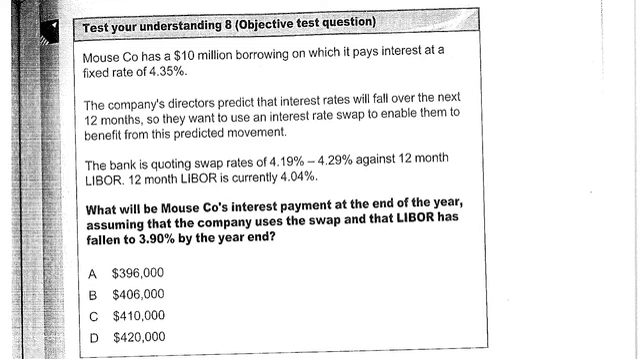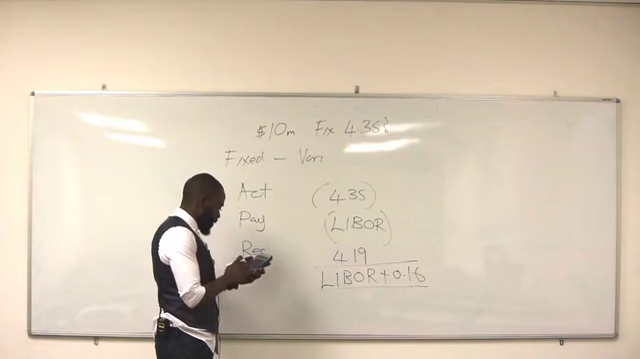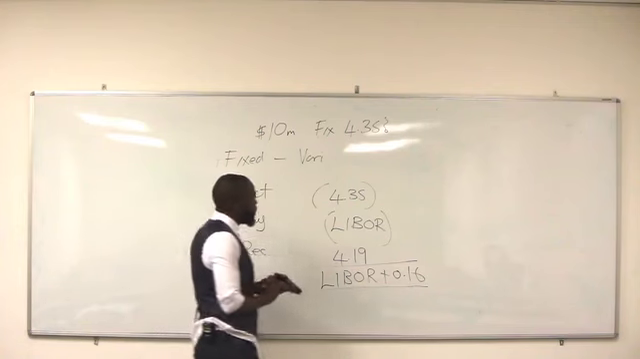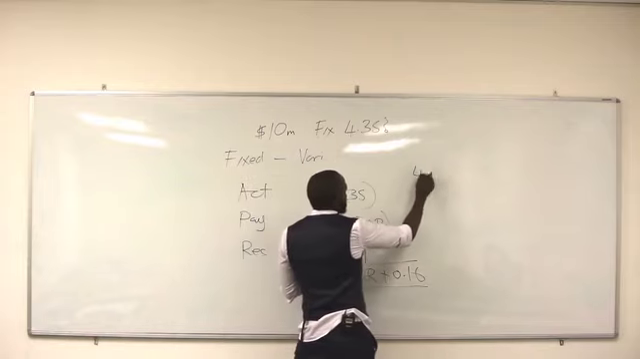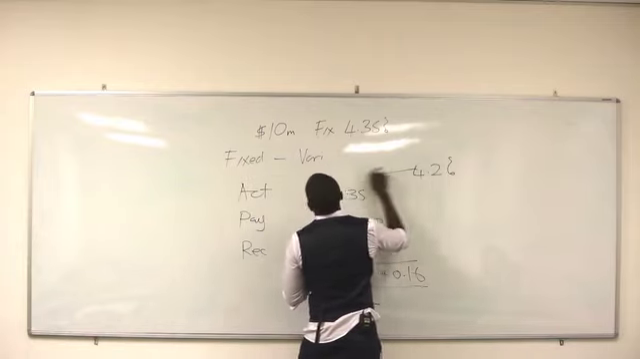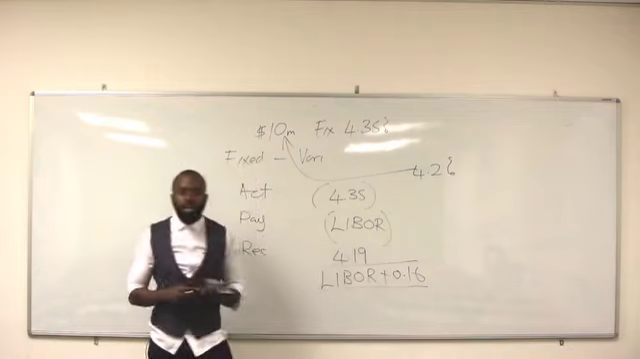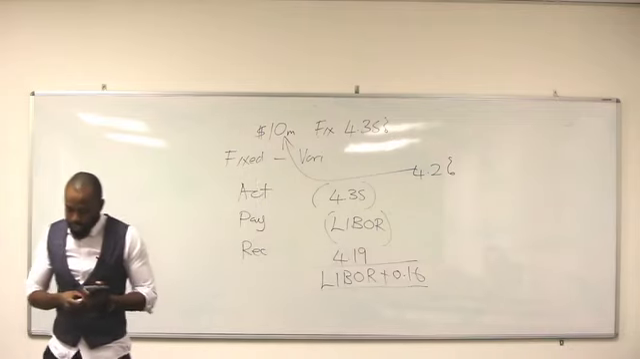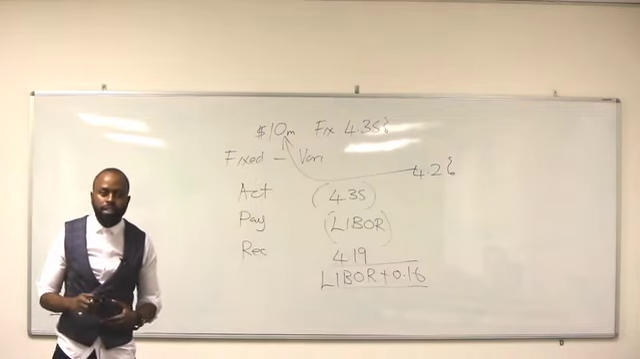And it asks, what will be Mouse company's interest payment at the end of the year, assuming that the company uses the swap and LIBOR has fallen to 3.9? So we don't use the 3.9, we use the LIBOR of 4.04. So if LIBOR is 4.04, then 4.04 plus 0.16, the interest rate is 4.2%. 4.2% of the 10 million is 420,000. So the answer there on Test to Understand 8 is D.